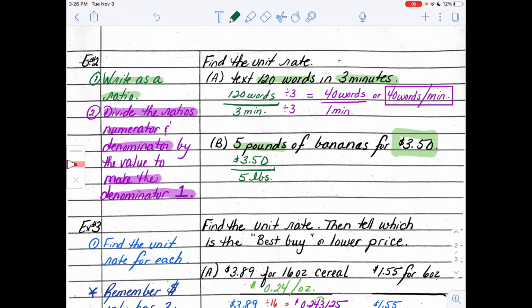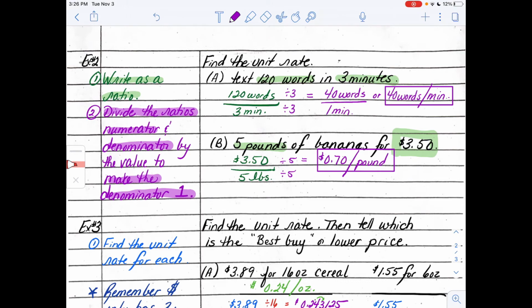Now let's make it a unit rate by getting that denominator to be a 1. So that means I'm going to go ahead and divide the top and the bottom by 5. And when you do that, you should come up with 70 cents per pound. That would be the unit rate of those bananas. You're really paying 70 cents per pound, which is not a bad price.